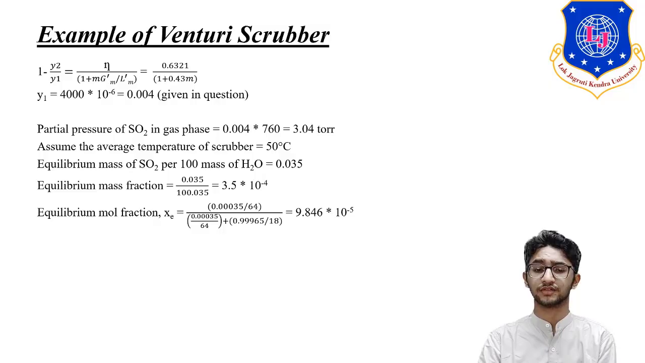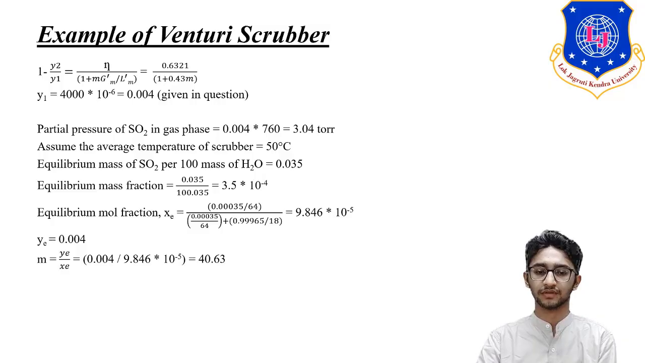So its equilibrium mole fraction Xe equals the equilibrium mass fraction of SO2 divided by its molecular weight, and entire divided by the equilibrium mass fraction of SO2 per molecular weight of SO2 plus the equilibrium mass fraction of water divided by molecular weight of water. So we will get the equilibrium mole fraction Xe as 9.846 multiplied by 10 to the minus 5. Now Ye equals Y1, that is 0.004. So we will get the slope of the equilibrium curve, Ye upon Xe. The m will be 40.63.